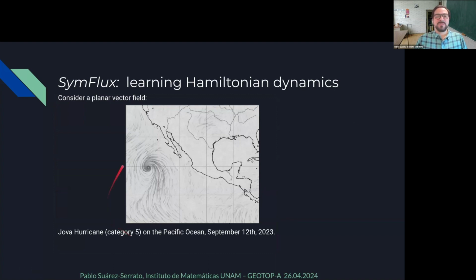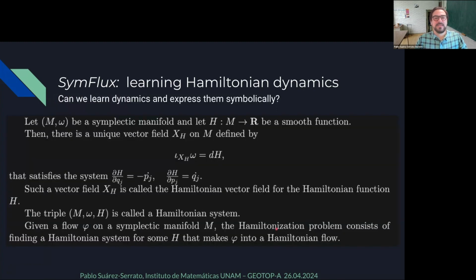For example, consider a planar vector field. This is an image that I took of Hurricane Jova, which was a Category 5 hurricane in this region of the Pacific about 6 months ago. Now, the question is, can we learn dynamics and express them symbolically? This is what's motivating this direction.